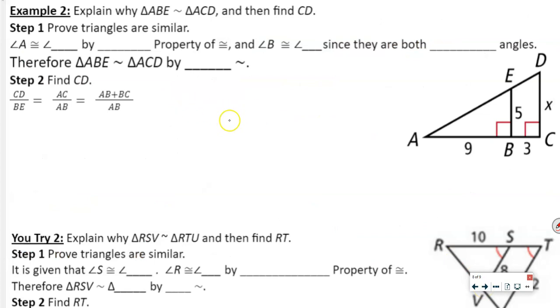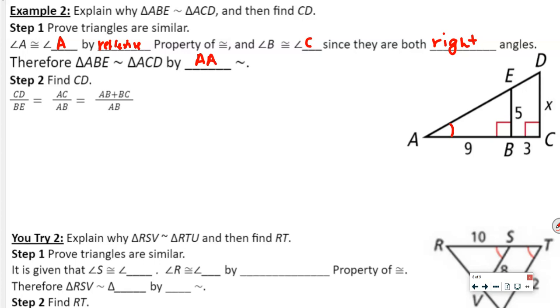All right, now example 2 says explain why triangle ABE is similar to triangle ACD, and then find CD. Prove the triangles are similar. So we can tell that angle A is obviously congruent with angle A, isn't it? And that's by the reflexive property of congruence. And angle B is congruent to angle C, since they are both right angles, right? Okay. Therefore, triangle ABE is similar to ACD by the angle-angle similarity.